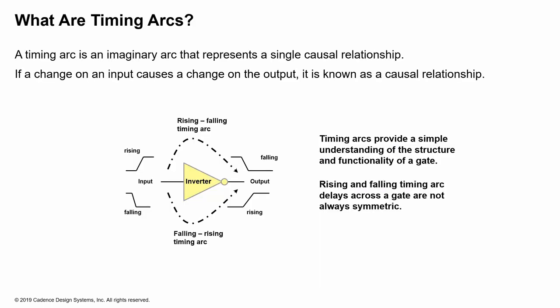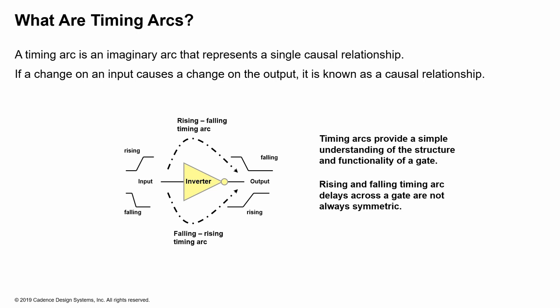So what are timing arcs? If a change on the input is causing a change on the output, then we have a causal relationship. So if the input in this inverter is rising and the output is falling, or when the input is falling, the output is rising. This dependency of the output on the inputs is called a causal relationship, and each of these imaginary arcs between the input and the output is called a timing arc.